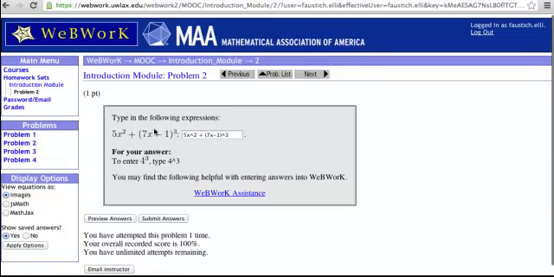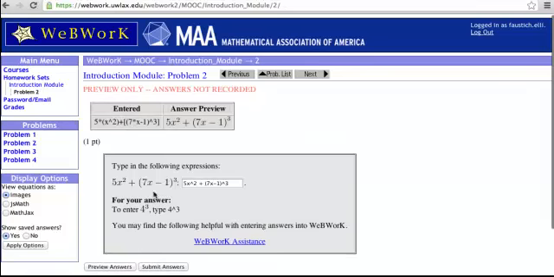The next problem tells me to type in the following expression, 5x squared plus the quantity 7x minus 1 cubed. To raise something to a power, we use the caret symbol. Note I have 5x raised to the second, and only the x is being raised to the second. Versus in the second part of the expression, I have a parenthesis around 7x minus 1 raised to the third because I want that whole expression raised to the third power. Again, I want to preview my answer to make sure it matches, and then I will hit submit.